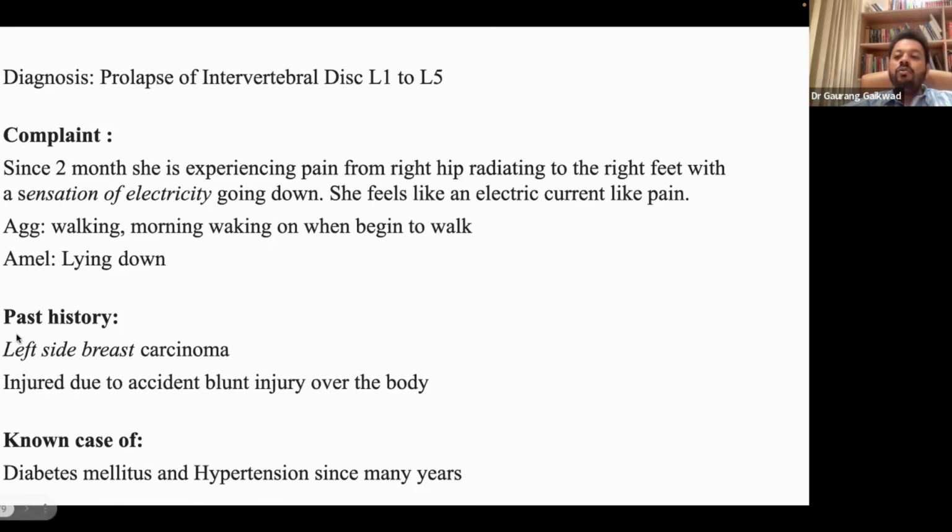I give a lot of importance to past history of complaints. So she mentioned that there has been an injury. She fell down, or there was a blunt injury on the body, and a lot of her problems started after that. Interestingly, in the past history, she also had a left-sided breast carcinoma. Surgery was done, chemo was done, it was taken care of, it's now stable since last so many years. So that is the other past history of symptoms. A lot of importance to past history of symptoms here again, I want to tell you.